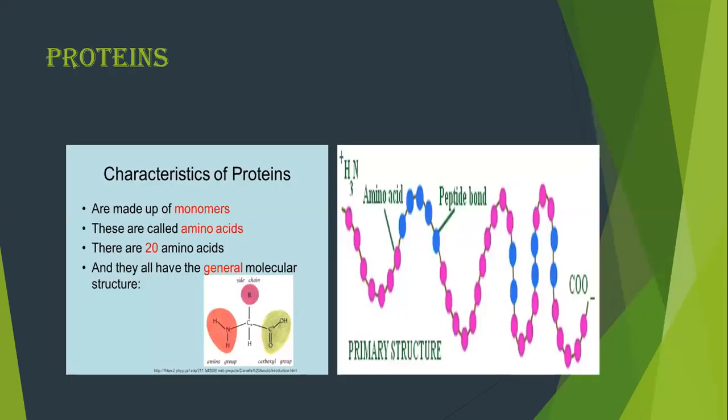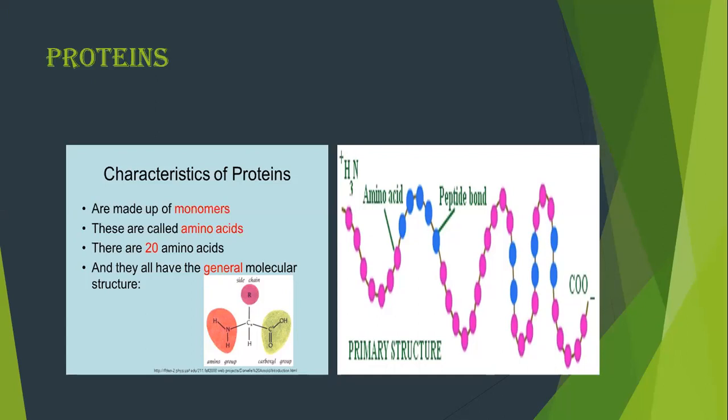So next one is the proteins. Characteristics: made up of monomers. Monomers mean the starting units, and their monomers are called the amino acids. There are 20 different kinds of amino acids which make more than 10,000 proteins in our body, and they all have the general molecular structure just like this. At one end, there is the amino group, at the other end, there is the carboxyl group, and at the center there's the alpha carbon. At one side there is the side chain, the heterogeneous group.